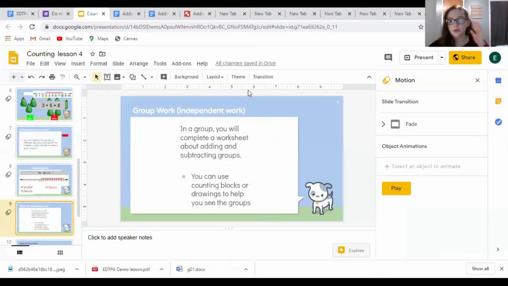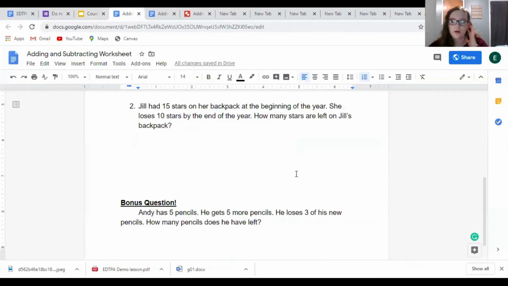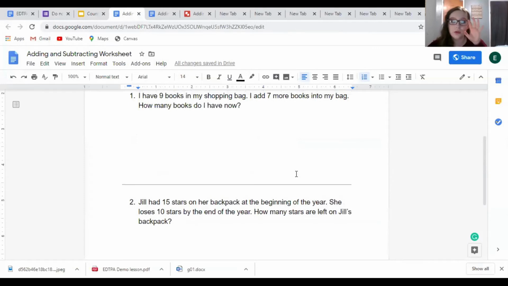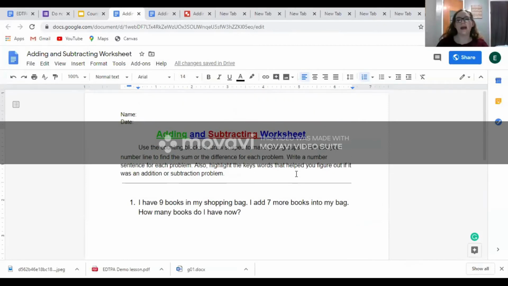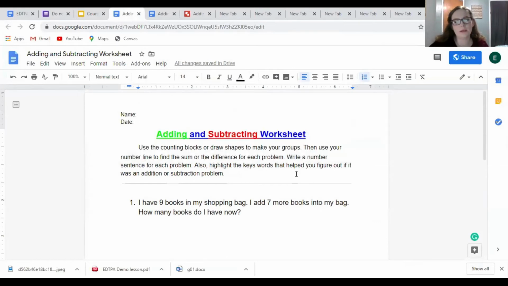So at this point, I'm going to break the students up into groups. Let's go over our groups, which are determined based off of the results of the Google form. So once groups are made, we're going to go over the worksheet together just so everyone knows the directions. So for the adding and subtraction worksheet, as you see on the top is your name and date. We always put our name and date on our papers.